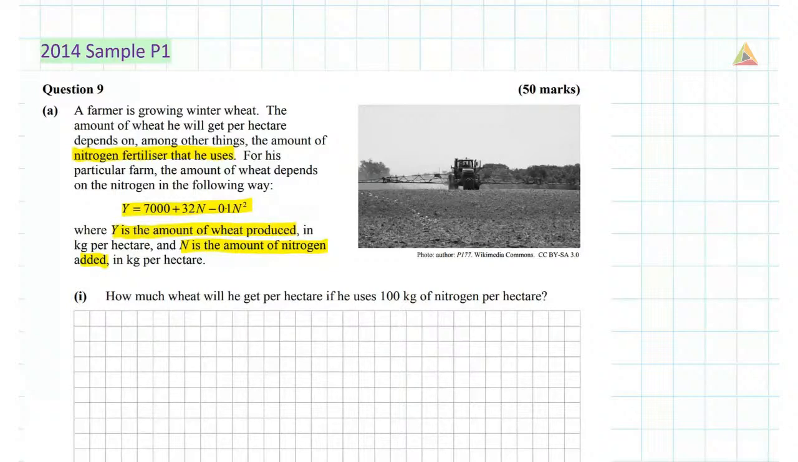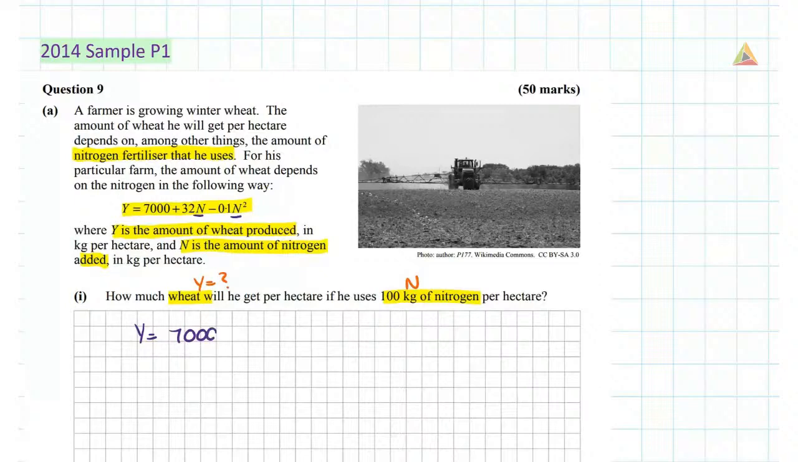So how much wheat will he get? Y is what we're looking for, our question mark, if you like. If he uses 100 kg of nitrogen, it's basically telling me that our N is 100 kg. As we did in the previous question, we're going to take our formula, Y, and replace every N with 100. So we're going to replace both of those with 100.